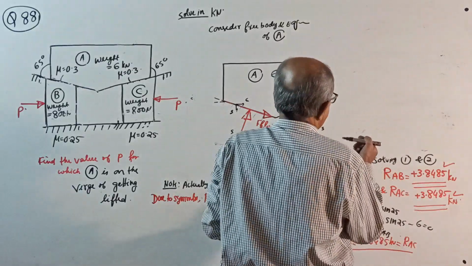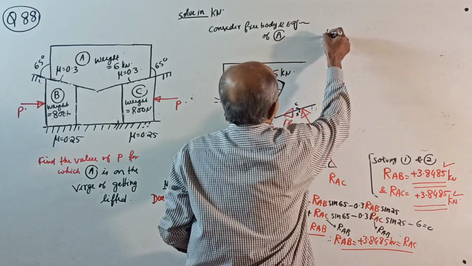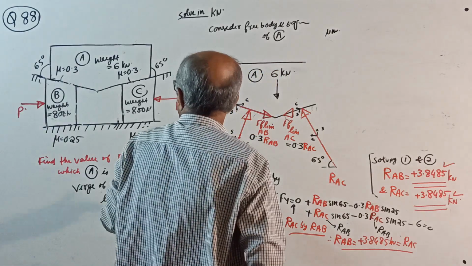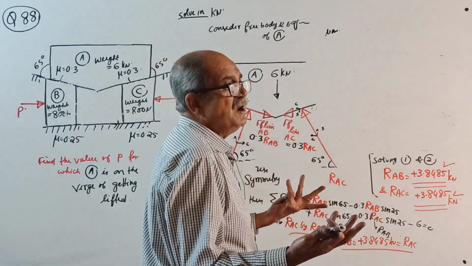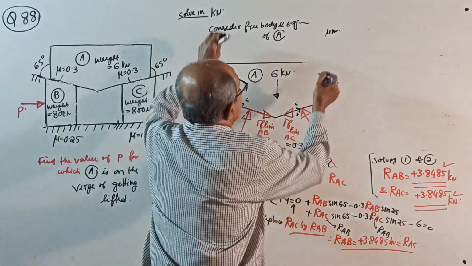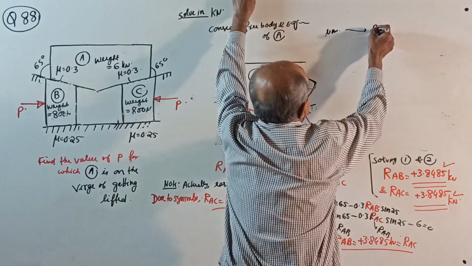Now make a note. Once you get this answer, consider free body and equilibrium of either B or C. Any one will do. Because why? Because here also P, here also P. We will consider B.